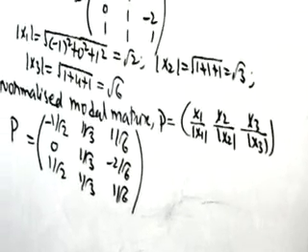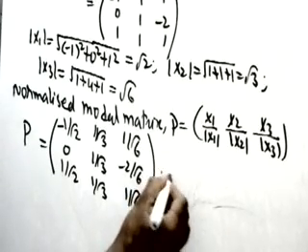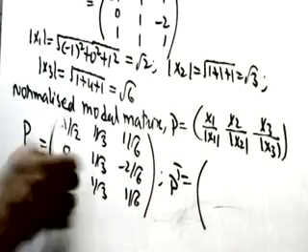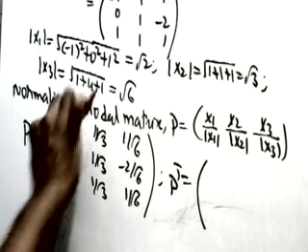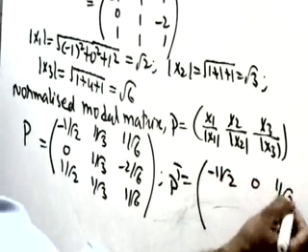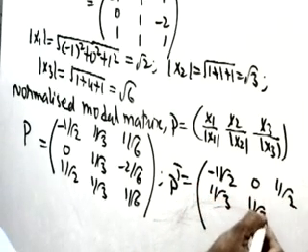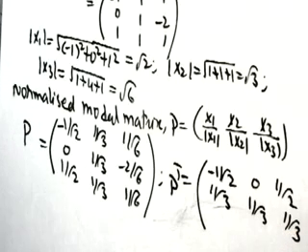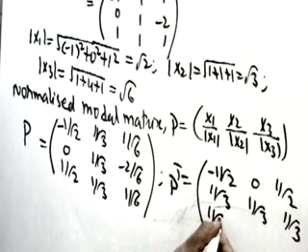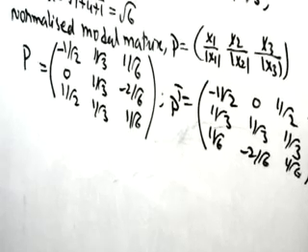Now, in the next step, we have to find P transpose. We already know what P transpose is: you change the columns into rows. So this will be like this: minus 1 by root 2, 0, 1 by root 2. Then 1 by root 3, 1 by root 3, 1 by root 3. Then lastly, 1 by root 6, minus 2 by root 6, 1 by root 6. Now only two steps are left.